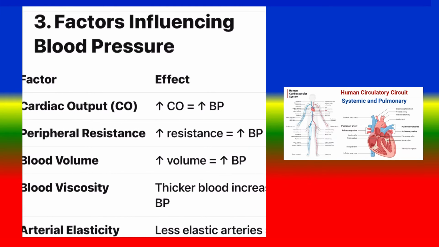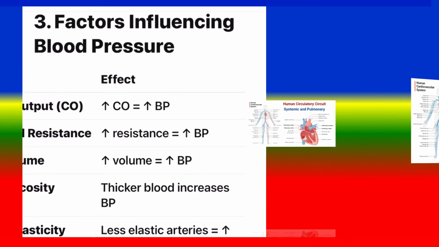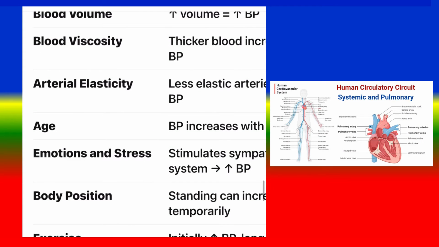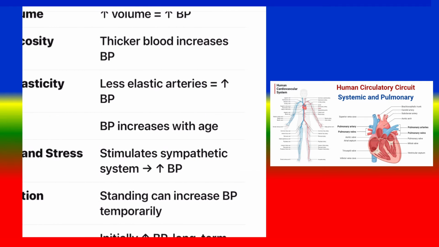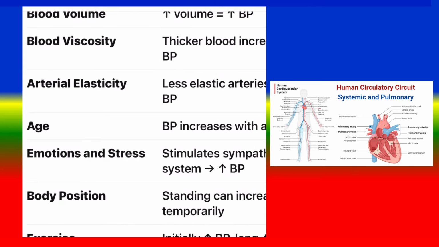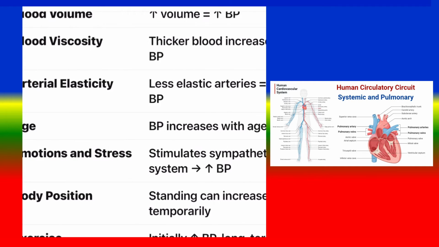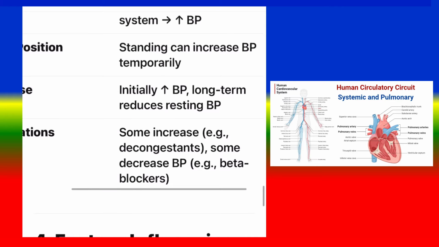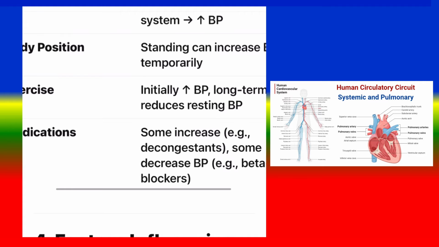Thicker blood increases BP. Arterial elasticity: less elastic arteries equals higher BP. Age: BP increases with age. Emotions and stress stimulate the sympathetic system. Standing can increase BP temporarily. Exercise: initially BP increases, long-term reduces resting BP. Medications: some increase BP, e.g. decongestants; some decrease BP, e.g. beta blockers.